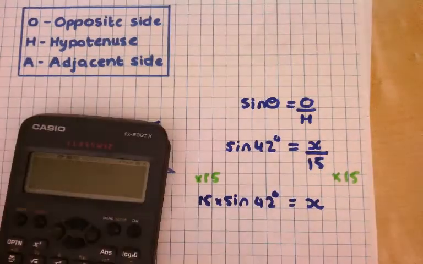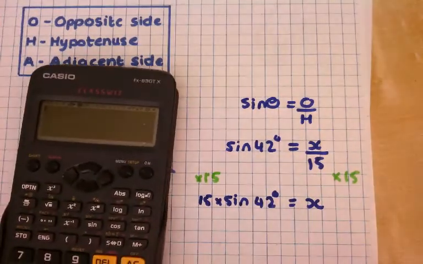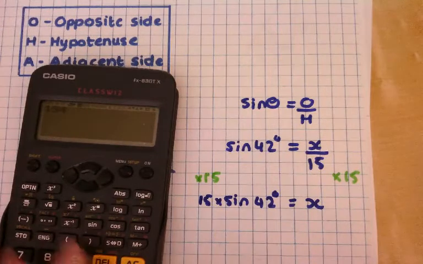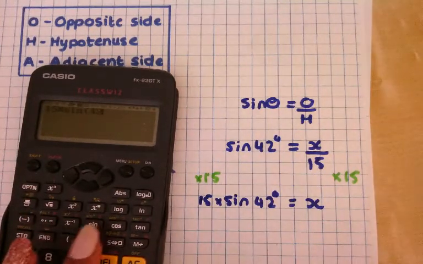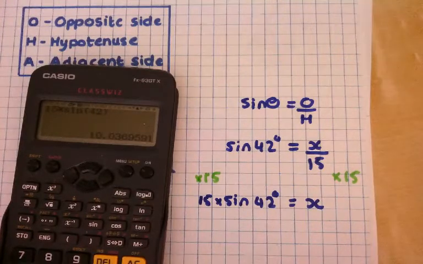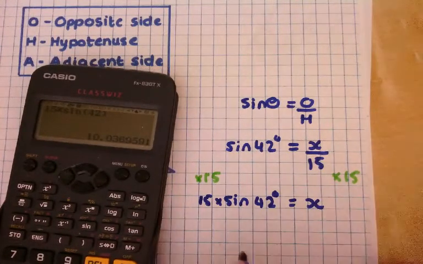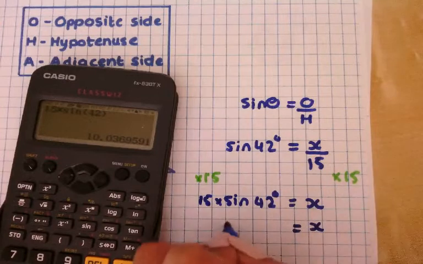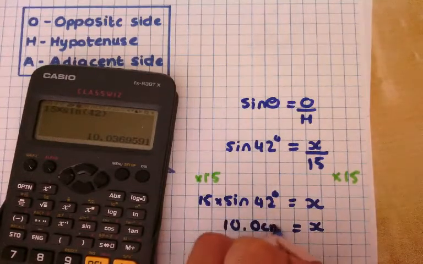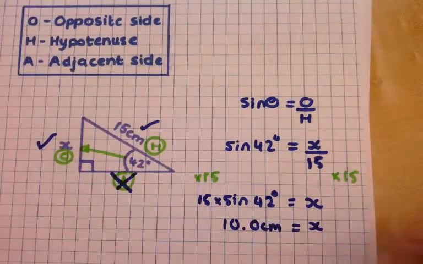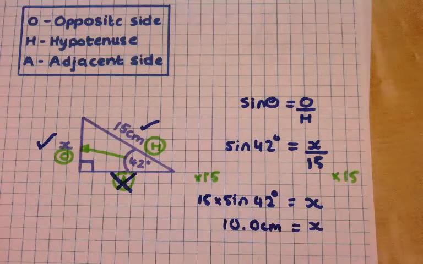I'm just going to put that into my calculator now, and you just type it straight in. So 15 times sine, your brackets open, 42, close brackets, press the equals, and if I round that to one decimal, it ends up being 10.0. So the missing length there is 10 centimetres. Make sure your calculator is in the degree mode as well.